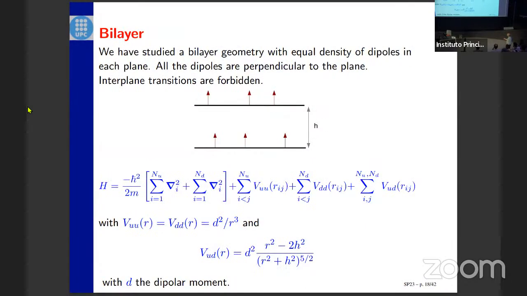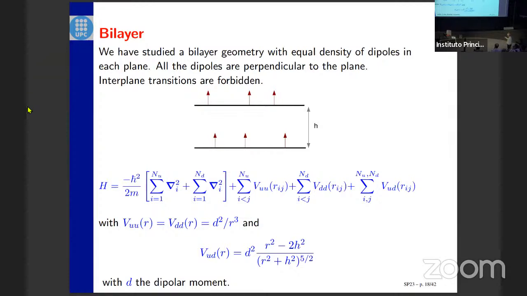Well, I have to go fast. Another thing that we have studied extensively is the case of the bilayer. The case of the bilayer is geometrically quite simple. I take two layers separated by a distance h, without tunneling. I put a dipolar gas here. In that case, all the dipoles are perpendicular to the plane. So the interaction is fully repulsive at 1/r^3. So in every plane, I have just an isotropic interaction.